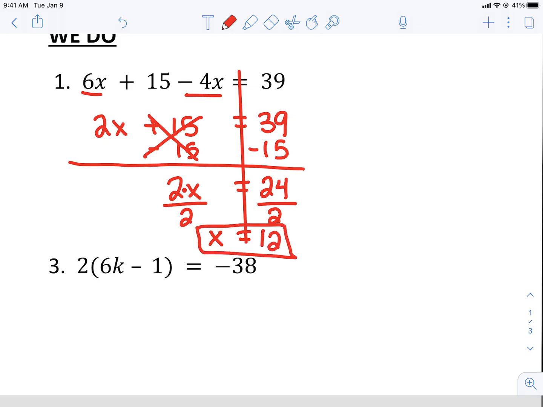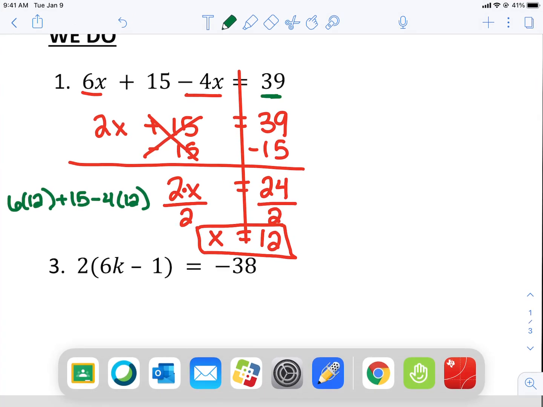Now we can check our work. To check our work, we're going to plug our answer back into the equation for both of the x's. So what that looks like is we have 6 times x, so now it's a 12, plus 15 minus 4 times 12. When we type that into our calculator, if we get 39, that means we did it correctly. So we're going to switch over to the calculator.